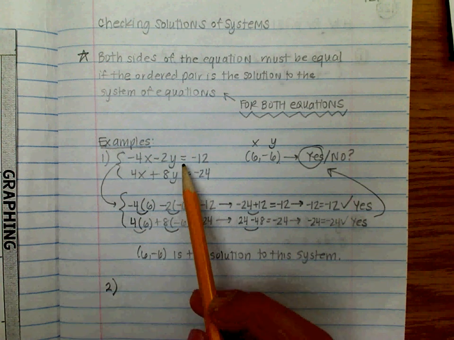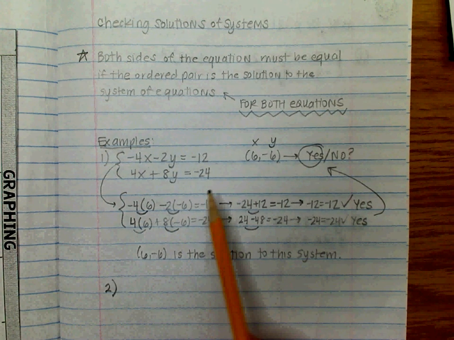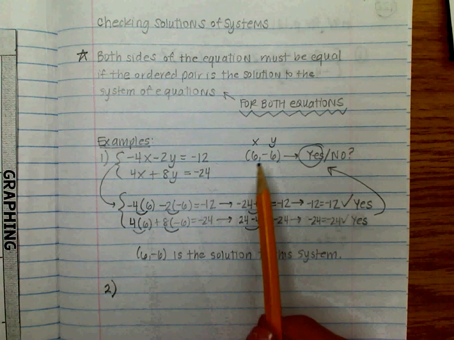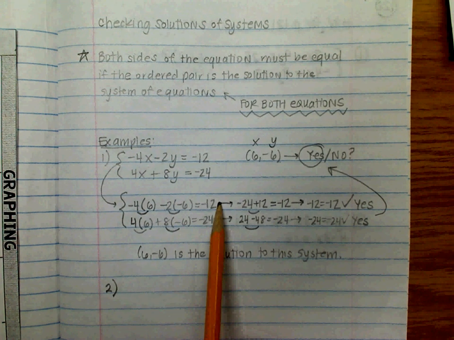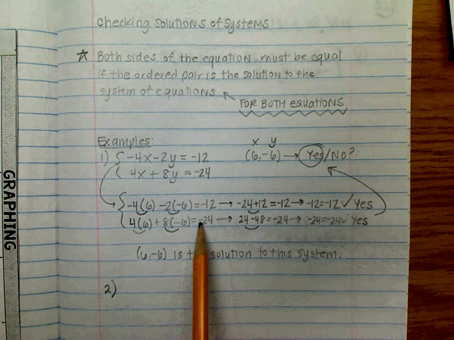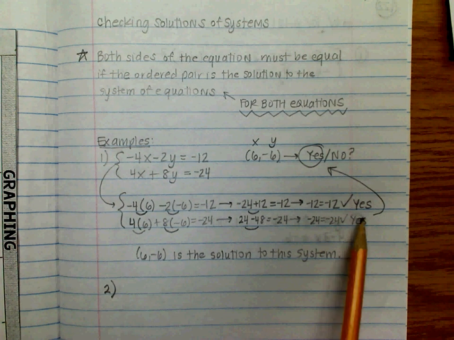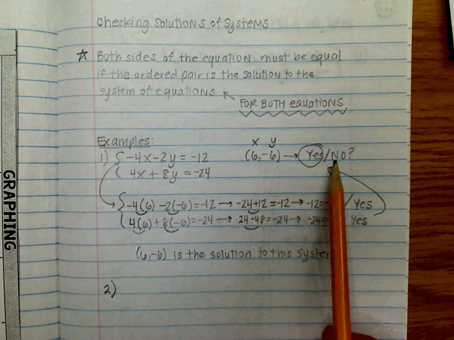All right, so in all classes we were able to do this part. We put the x in, we put the y in. We did the math to see if the left side equals the right side, and if this left side equals the right side, and if they're both yes, then 6 comma negative 6 is a solution.